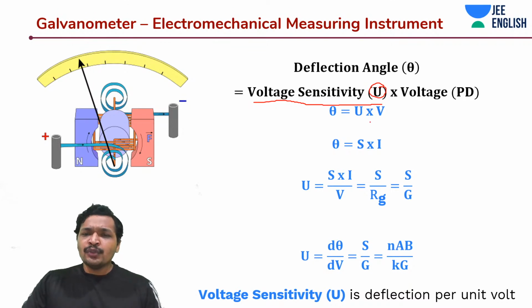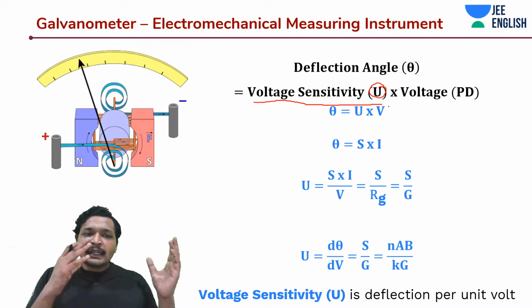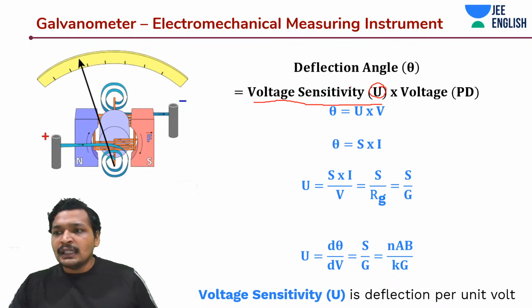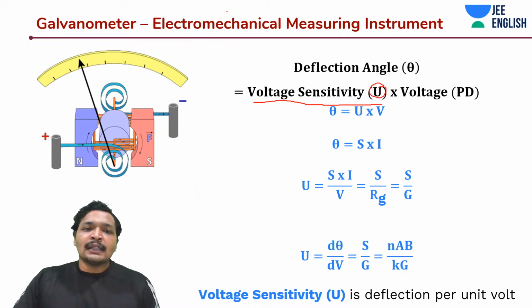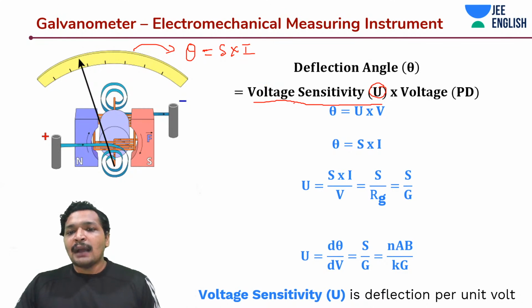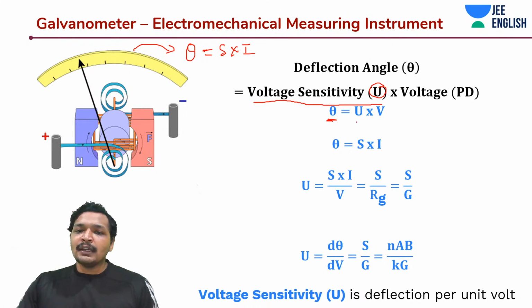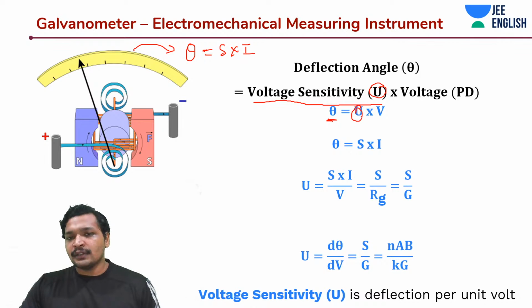Here I'm indicating with U, maybe any term can be used. So when I'm relating the deflection on this scale with some sort of current, then I'm calling it current sensitivity. Like on the scale, if I'm trying to denote the current, then current sensitivity into current is nothing but deflection. Similarly, over here, U is current sensitivity, voltage sensitivity. I'm really very sorry. This is voltage sensitivity.